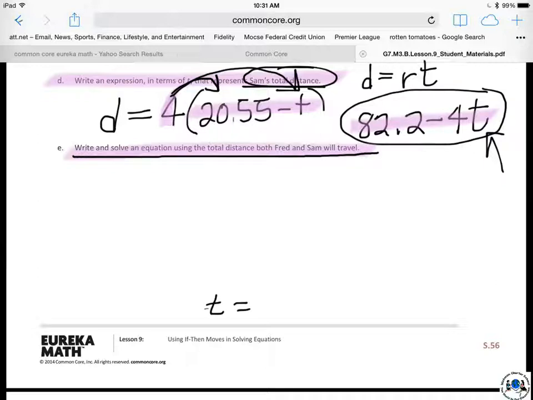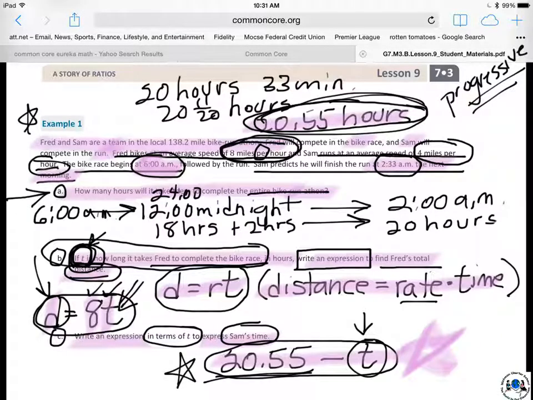Try not to lose sight of the fact that this t, because we're talking about this one continual problem still, was Fred's time. Let me just erase that part right here. Remember now, very important that this t is how long it takes Fred to complete the bike race. So that t can only stand for one thing. It can't be for Fred's time and Sam's time.